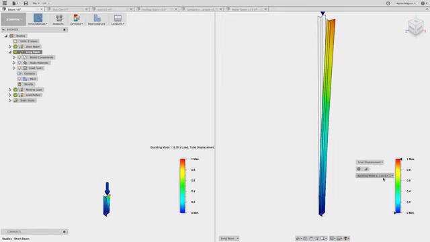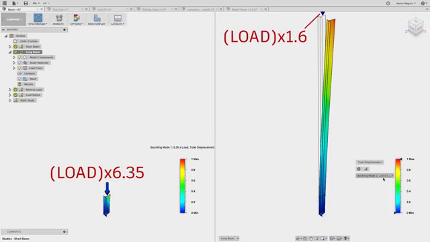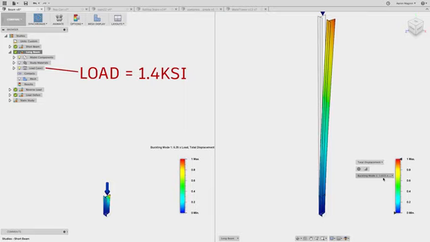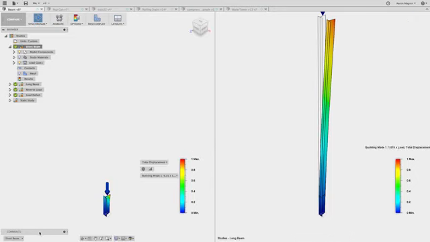So what does that mean? Well, it means that in order to get this to buckle, the load in the setup would need to be multiplied more than 6 times for the short case and almost 2 times in the long version. Considering the original value of 1.4 ksi, this translates to a 3-ton difference between these two cases. So yes, the longer this beam gets, the more prone it is to failing due to buckling.